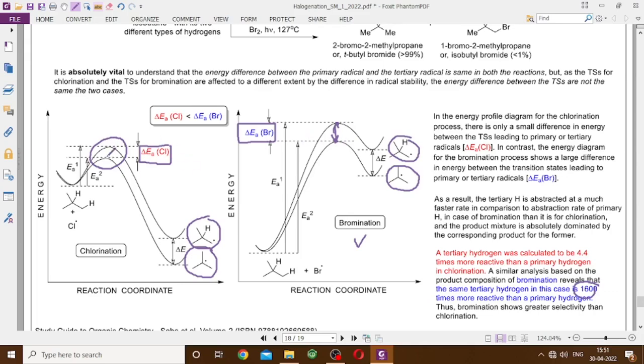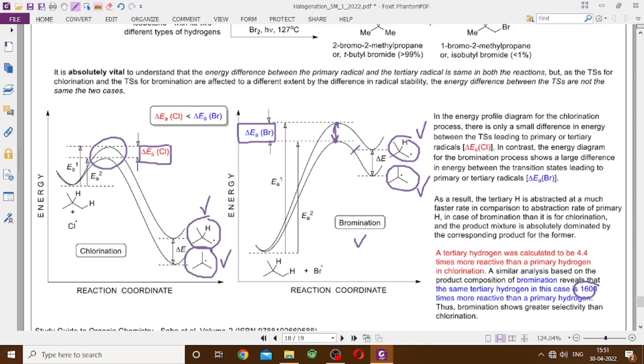The two transition states are quite close together when they are mostly like alkane, less like radical. The two transition states are far apart when they are mostly like radical and very much less like alkane, and therefore this energy difference will lead to formation of this radical 1600 times faster compared to that radical, while the same radical will form only 4.4 times faster than the same primary radical for chlorination.